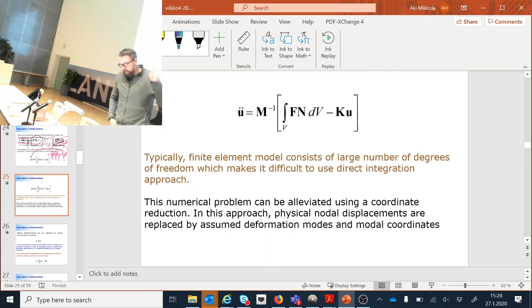Okay, so here's the same explanation, pretty much the same explanation that I just gave. But now, how does this modal reduction work?